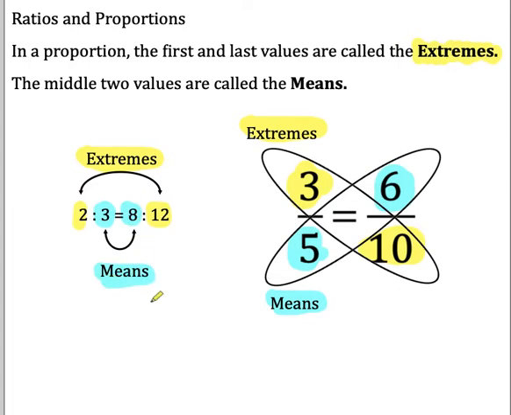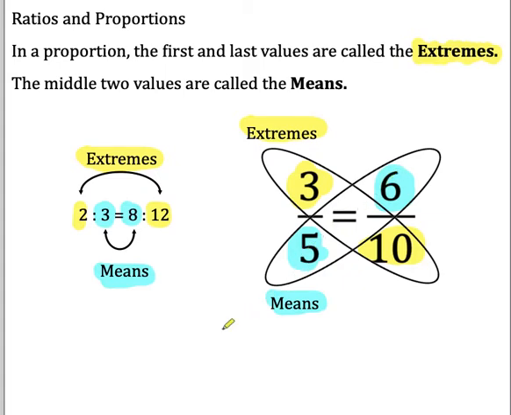And average means sort of finding the middle of something. So the means of a proportion are the ones closest to the equal sign in the middle. It's a little bit harder to see when you move it into a fraction way to write it, but the extremes are still, we're going to read from top to bottom and then from top to bottom. So the extremes are still the first and the last, right? This 3 and this 10. And the means are the second and the third, so the ones sort of in the middle.